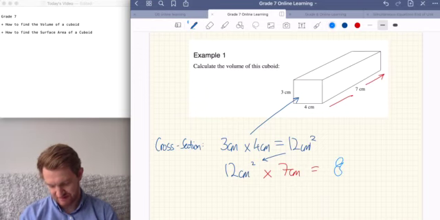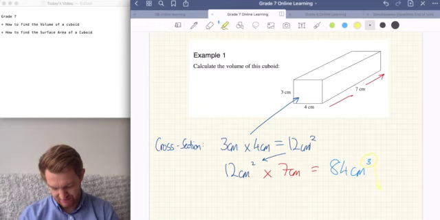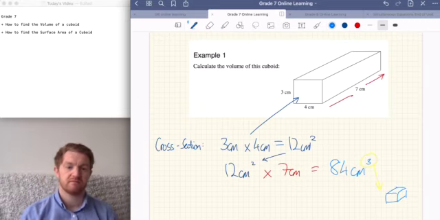Ooh, that's a terrible layout, I'm not having that one. 84, and we say it's centimeters cubed. Why cubed? Because literally those cubes are those little building blocks, and you need 84 of them to make that shape.